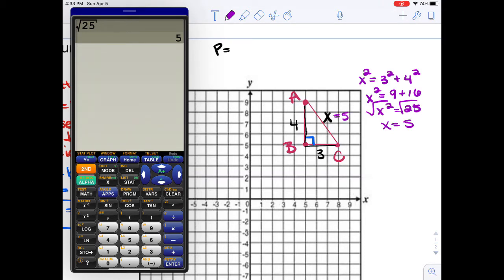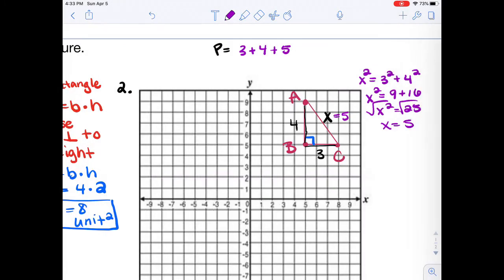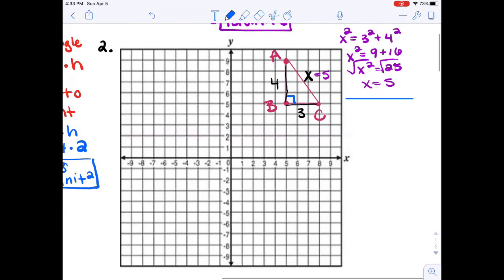I need all three sides in order to figure out the perimeter. So now that I know them, I can add 3 plus 4 plus 5, which gives me a perimeter of 12. Is the perimeter always 12? Nope, it just happened to be the case for example 1 and example 2. All right, let's talk about the area of a triangle. That formula is a little bit different than a rectangle.